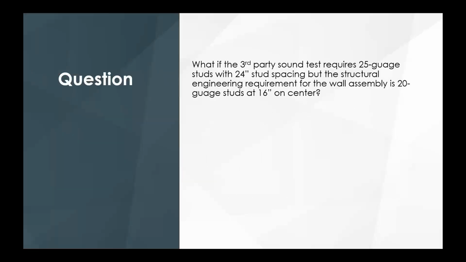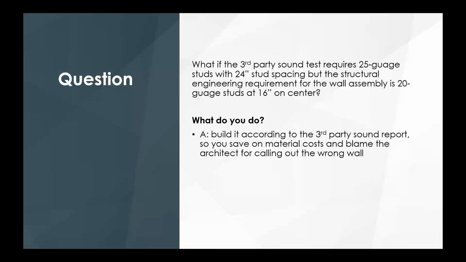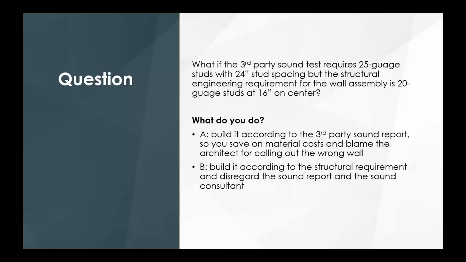All right, question for you. And again, this one has happened too. What if you had a third-party sound consultant that requires 25 gauge studs, 24 on center spacing, but the structural engineer requirement for the job is 20 gauge studs at 16 on center? Again, you could have both these requirements on your job. What do you do? Do you build it according to the third-party sound report? Let's face it, you save on some material, and then if anything happens, blame it on the architect for calling out the wrong wall.